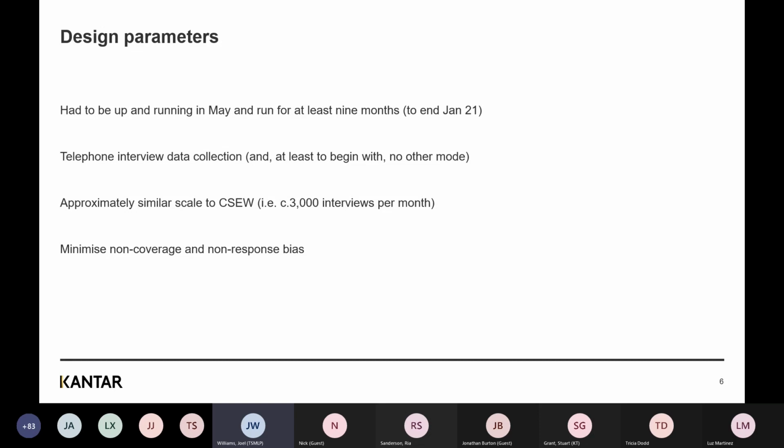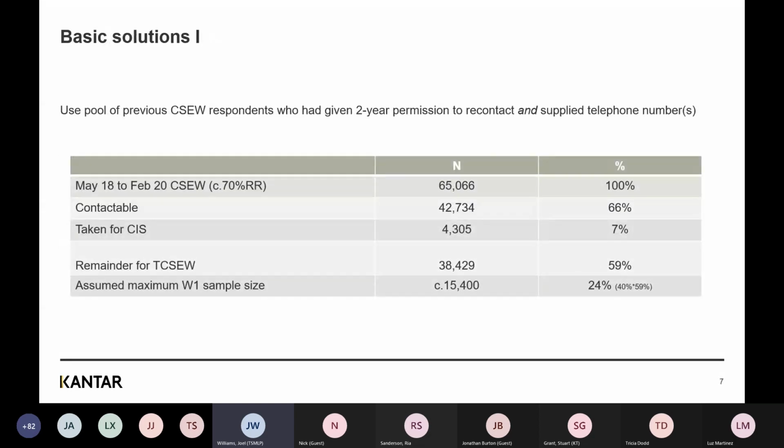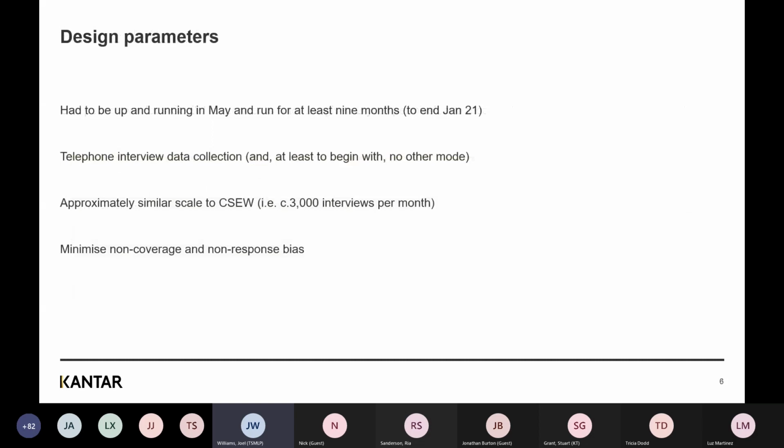We're also asked to see if we could approximately achieve the same number of interviews in this telephone survey as we did for the classic face-to-face crime survey, which is pretty large, around 3,000 interviews a month. Just not quite yet, Stuart. Can I just go back to the previous slide? Sorry. And the final point is that the clients, ONS, wanted to minimize non-coverage and non-response bias so far as that could be done. So there was no expectation that we could achieve the 70%-ish response rate that the classic crime survey had achieved.